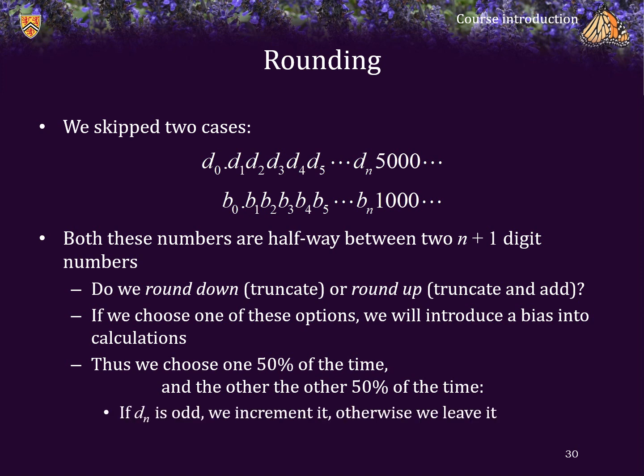In the above case, for decimal rounding, if the next digit is 5 and all subsequent digits are 0, then we look at d sub n. If it is odd, we increment it. Otherwise, we simply truncate. For binary, if the bit b sub n is odd, and of course there's only one odd bit, we increment it. Otherwise, once again, we leave it. And again, when we increment, this may result in a carry.